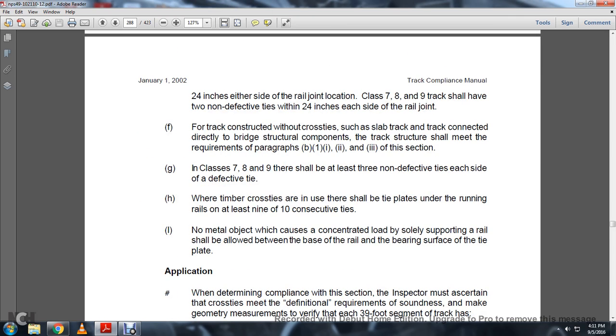F. For construction without cross ties, such as slab track, and track connected directly to bridged structural components, the track structure shall meet the requirements of paragraph B, 1, 2, and 3 of this section. For Class 7, 8, and 9, there shall be at least 3 non-defective ties on each side of the defective tie.